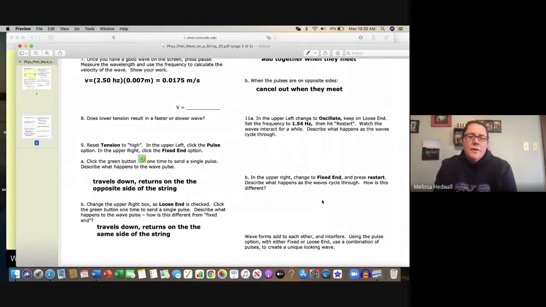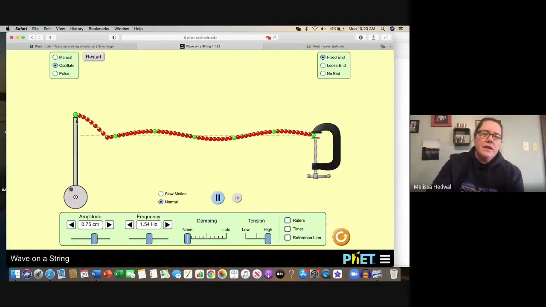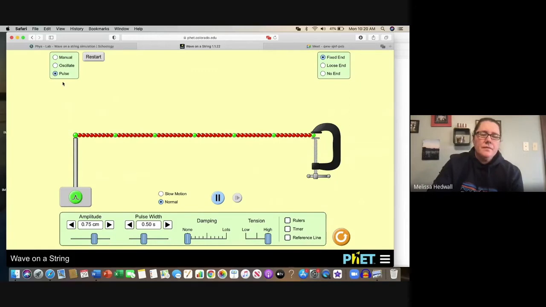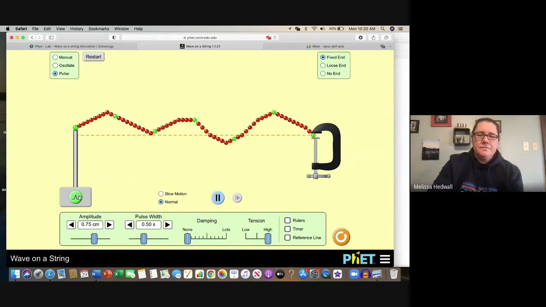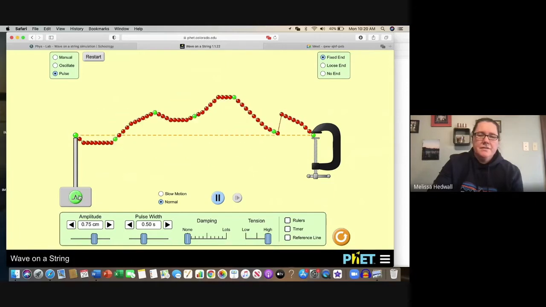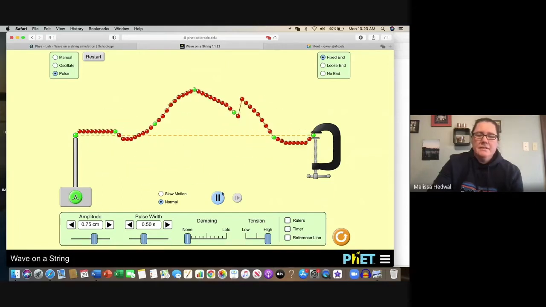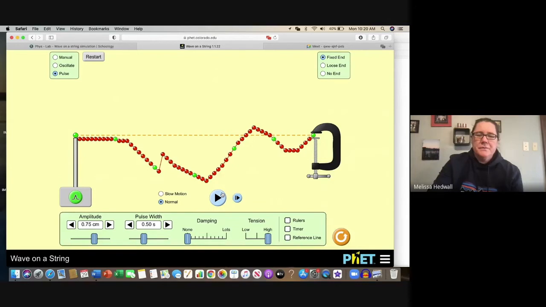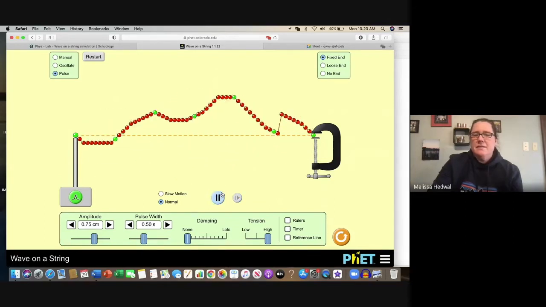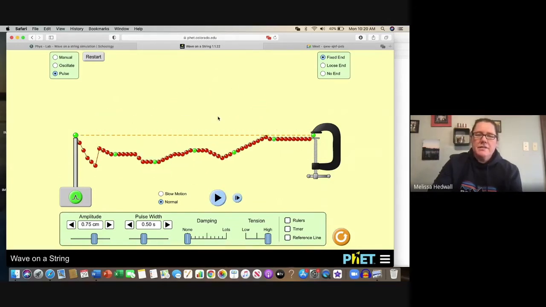And then waveforms add to each other and interfere using the pulse option with either fixed or loose end. Use a combination of pulses to create a unique looking wave. And you can do that on your own. You can get weird looking patterns based on where the wave pulses go. So it's essentially just saying play around with it and see what happens with different things.